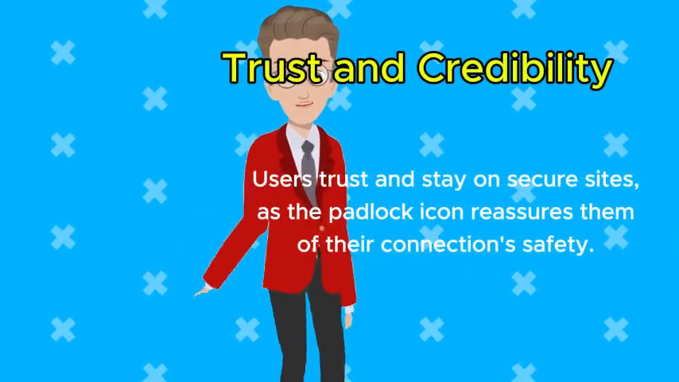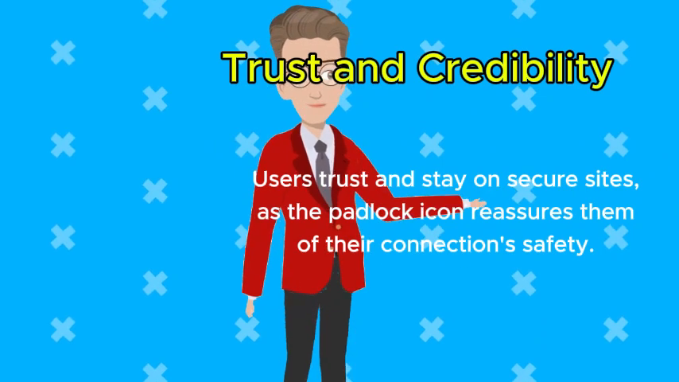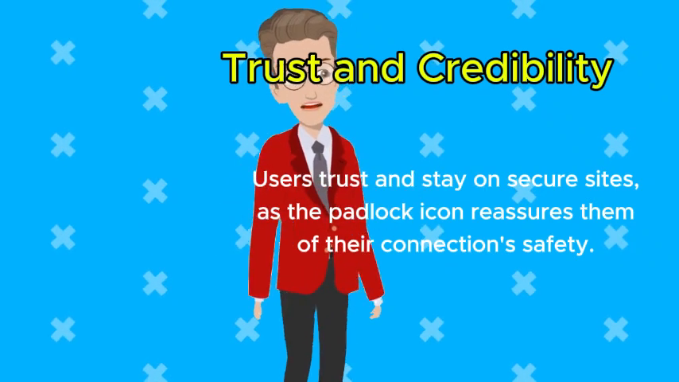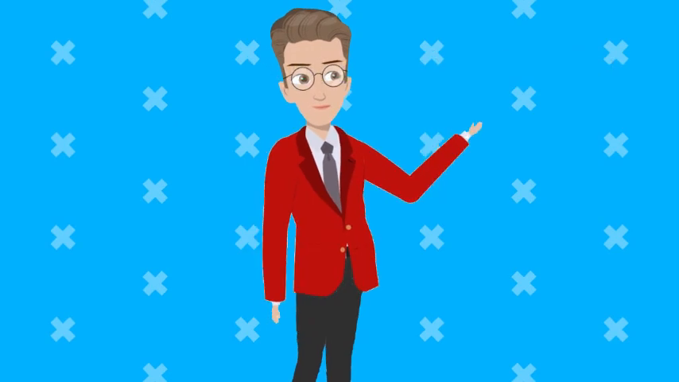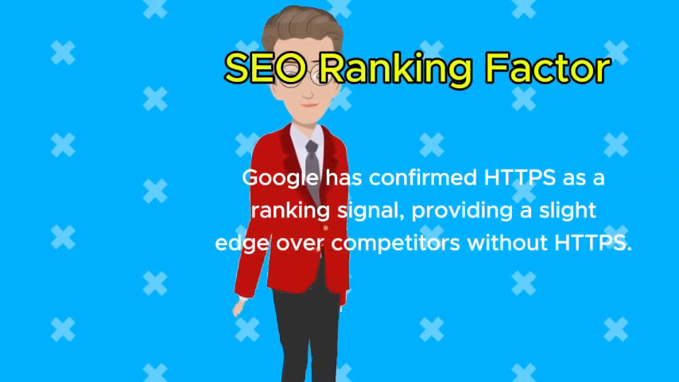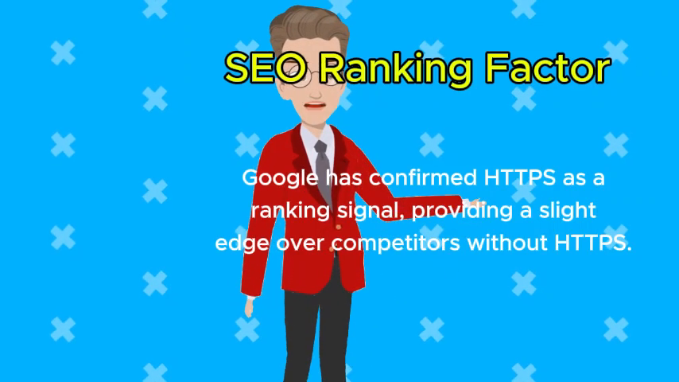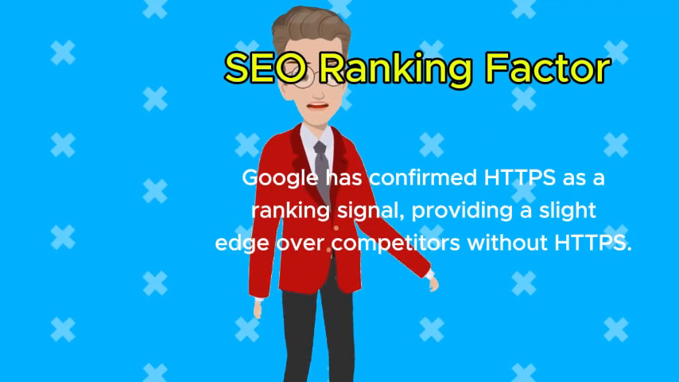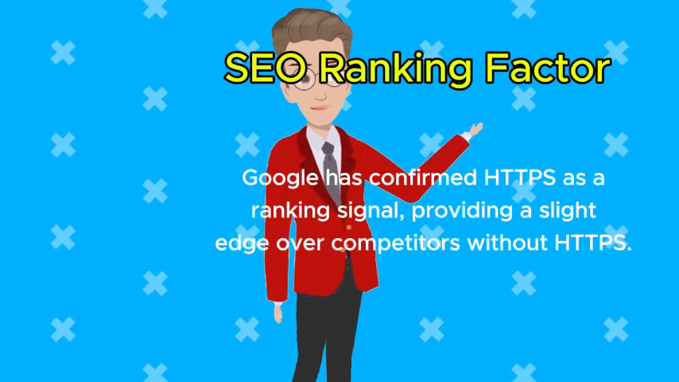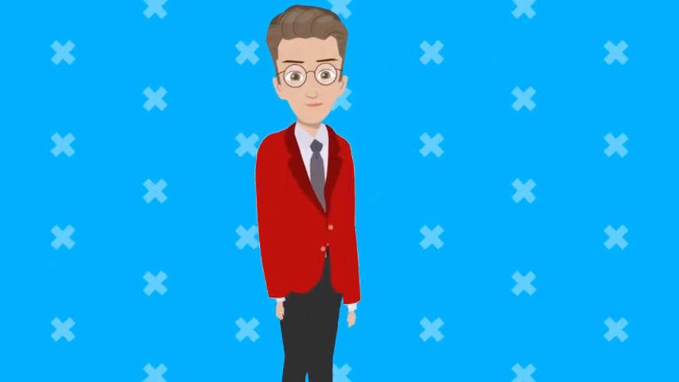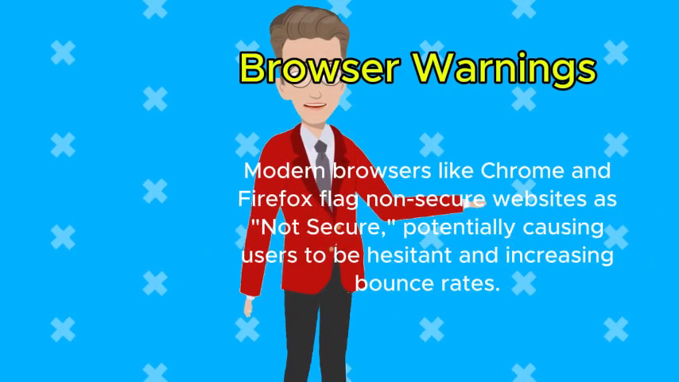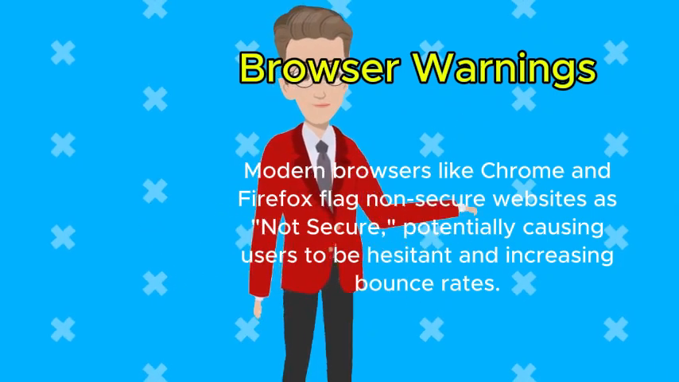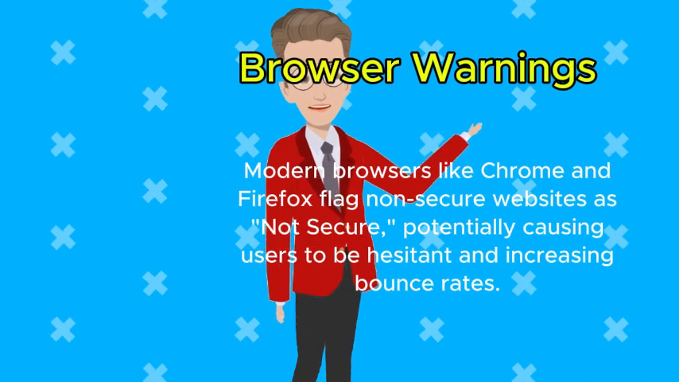Trust and credibility: users are more likely to trust and stay on a site that's secure. Seeing the padlock icon reassures them that their connection is safe. SEO ranking factor: Google has confirmed that HTTPS is a ranking signal. While it's not the most significant factor, having a secure site gives you a slight edge over competitors who don't use HTTPS. Browser warnings: modern browsers like Chrome and Firefox flag non-secure sites, HTTP, as not secure, which can scare users away and increase bounce rates.